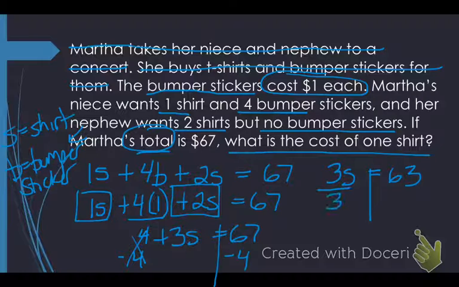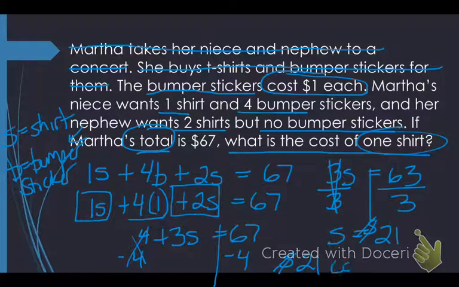So I'm going to continue on here, and now 3 times the cost of a shirt equals $63. So I'm going to divide by 3 to identify the cost of 1 shirt as asked in my problem. And I do 3 divided by 3 is 1, so I have plain old S, or the cost of 1 shirt. And then 63 divided by 3, which gives me 21. And I do want to be sure to label it. $21 is the cost per shirt.